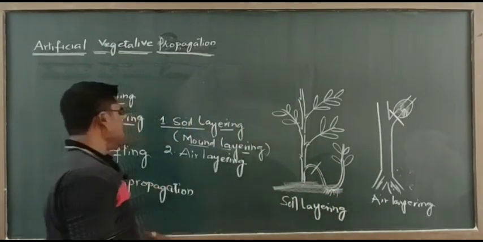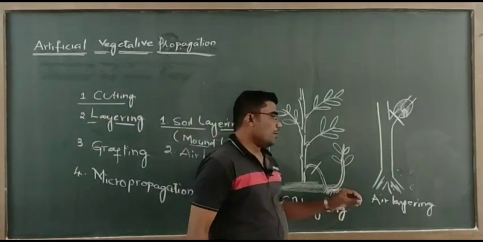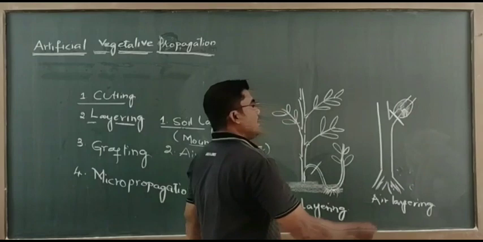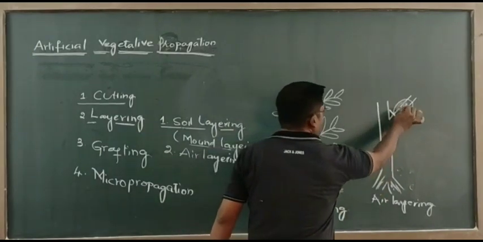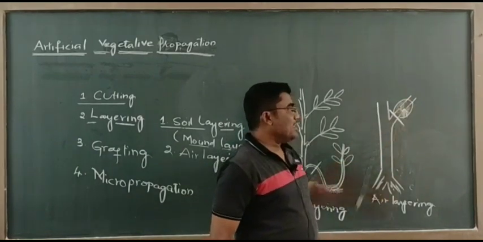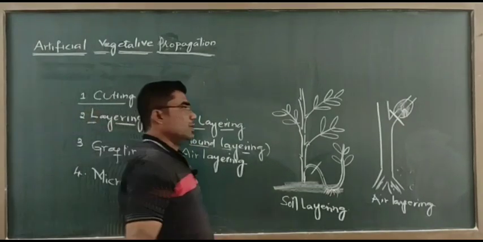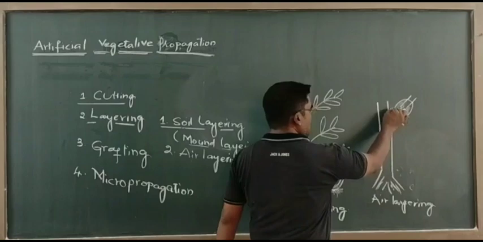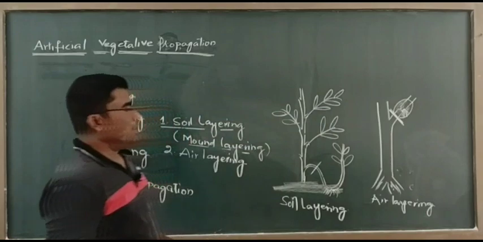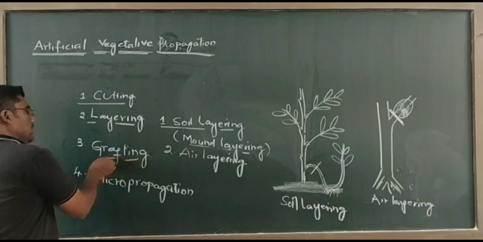in a new area. Whereas air layering is commonly performed in shrubby plants, woody plants, or plants which do not have lower lateral branches. Here upper branches are selected and decortication is performed. Where the part is decorticated, grafting clay is applied and that part is covered with a polythene cover. After the production of roots, this branch is cut, detached and planted in the new area. So that is about layering. Now we will proceed with the next concept.